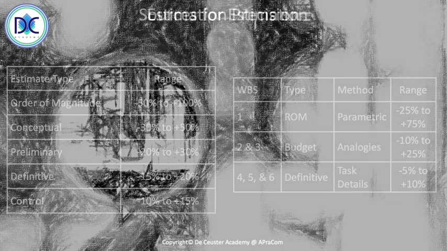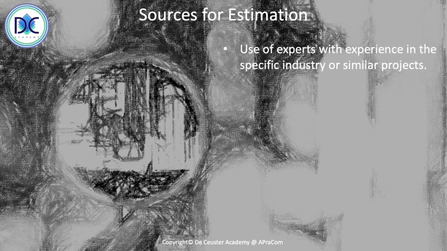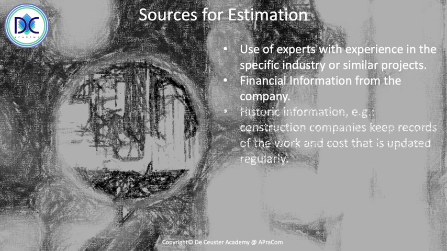Also important, where do we get the information about the estimation? What are the sources that we use? One of the elements is that we can use experts who have experience in the specific industry or similar projects. It's always good to deal with specialists. We can find financial information from the company. We can have historical information. For example, construction companies keep records of the work and cost, and it is updated regularly. So they say we have to do this work in these circumstances, so they already have an estimation ready.